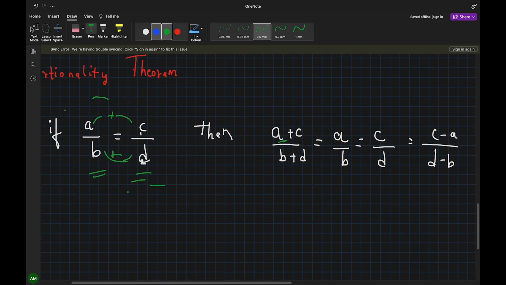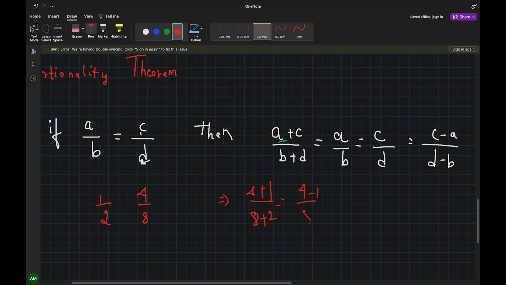Clear? Okay. So this is a basic theorem. I will erase it so that you can copy this, and I will give you an example. Assume you have 1:2 and take another similar ratio, let us say 4:8. You know that these two are same. a by b is nothing but c by d. Now what you will do? Add these two. a plus c, 4 plus 1 by 8 plus 2 should also be equal to 4 minus 1 by 8 minus 2.